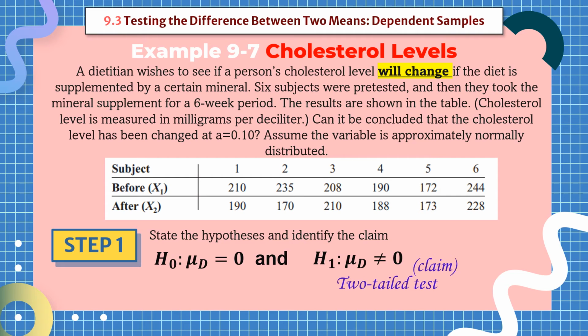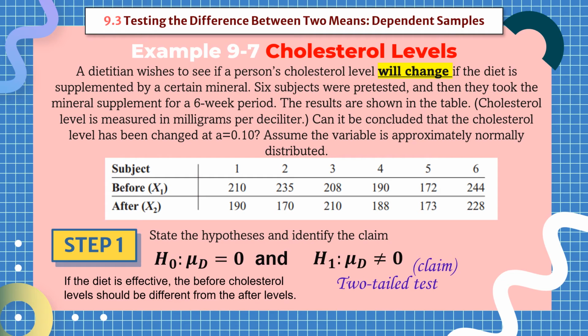So for our step 1, state the hypothesis and identify the claim. Our null hypothesis is H sub 0: our mu sub d, or mean of the differences, is equal to 0. And our alternative hypothesis is H sub 1: our mu sub d, or mean of the differences, is not equal to 0, which is the claim in our problem. It is a two-tailed test because we are checking whether there will be a change. If the diet is effective, the before cholesterol levels should be different from the after levels.